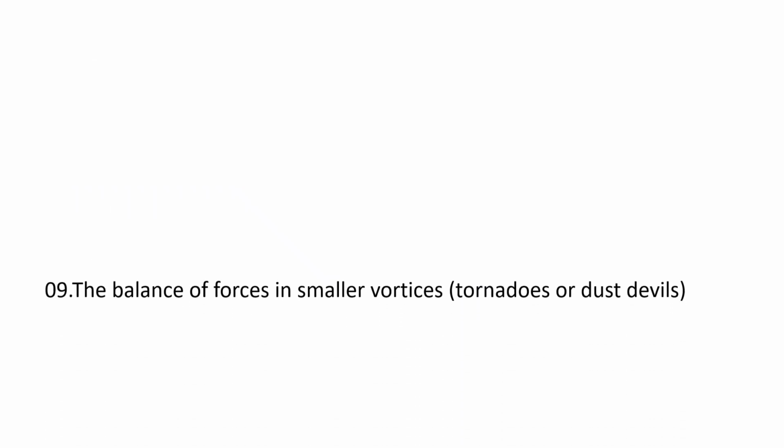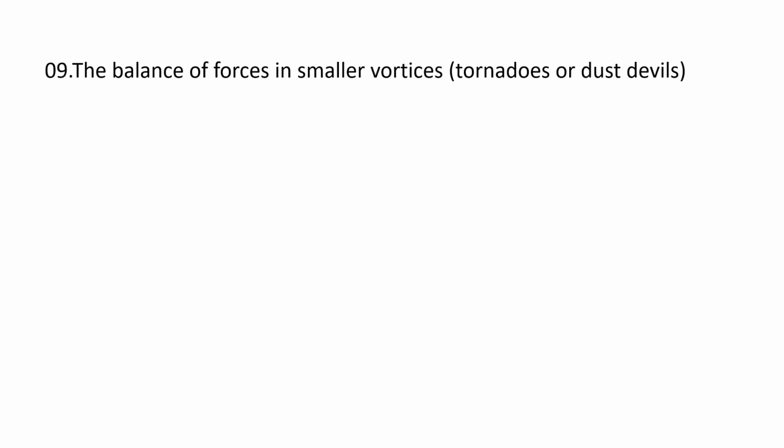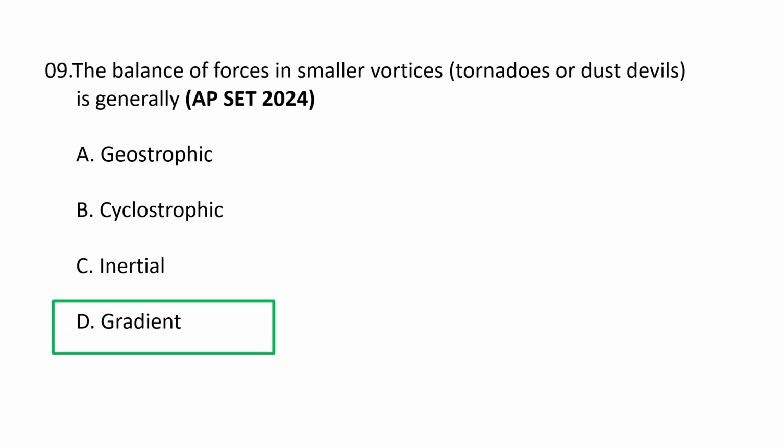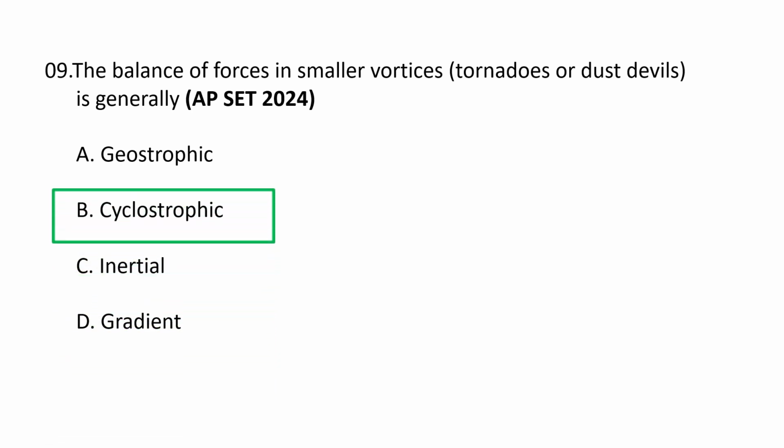Next question. The balance of forces in smaller vortices, so these are nothing but tornadoes or dust devils, is generally, the choices are A. Geostrophic, B. Cyclostrophic, C. Inertial and D. Gradient. So the correct option is B. Cyclostrophic.